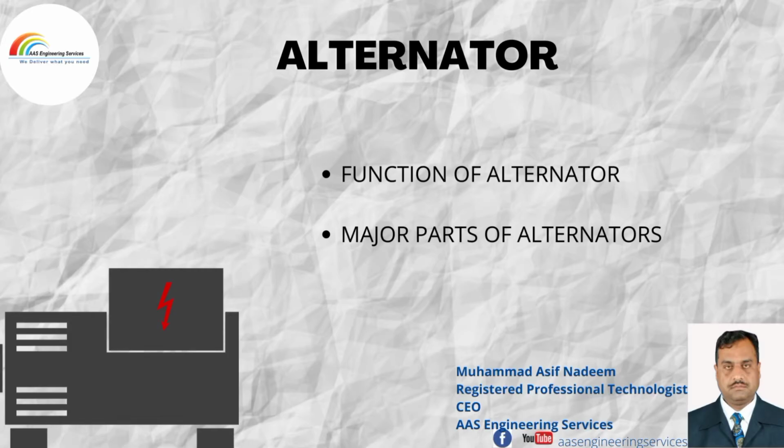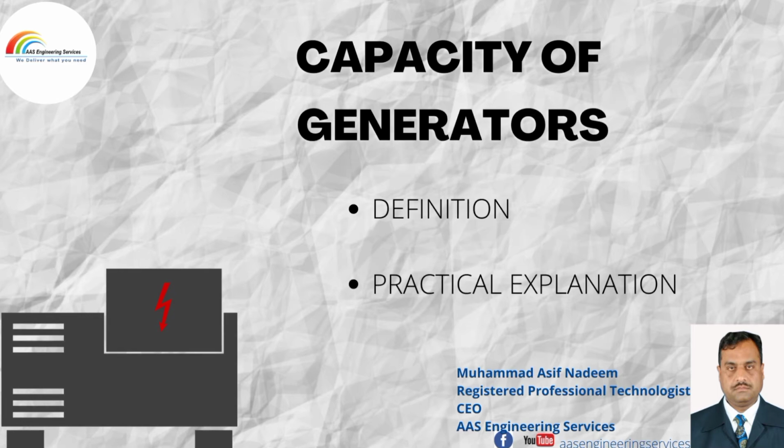Then there is the alternator. The alternator is the part that produces the electrical power. What is the main purpose of this equipment? We call it the generator. It is the part that produces the electrical power, but it relies on the power performance of the engine too. We will discuss the function of the alternator, its major parts and their functions in detail. Then there is the capacity of the generator.